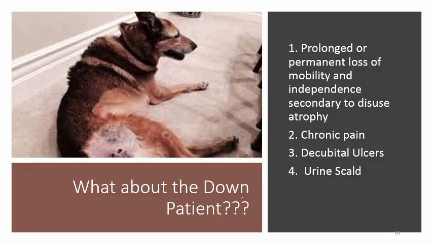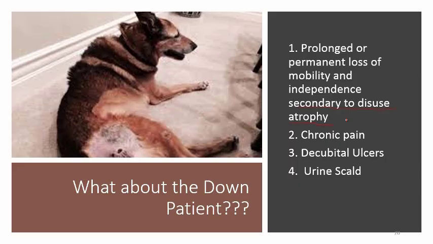So how about these patients that are down? What are the things that we worry about? Well, we think about the fact that because they're down, these dogs sometimes are depressed and they are mourning the loss of their independence, and many of them get disuse atrophy, right? And they can have permanent loss of mobility if they're down for too long. So we need to work on that. Remember, these dogs often have chronic pain. We need to address that. Decubital ulcers, urine scald. So what do we do about that?